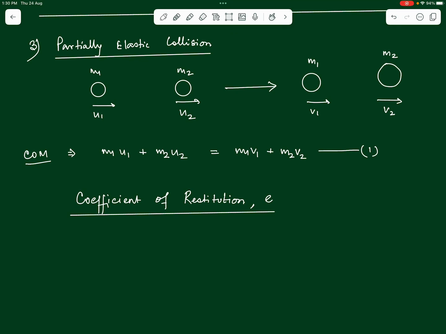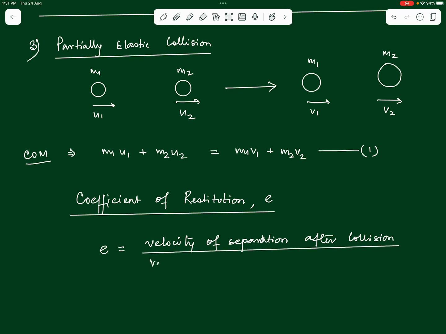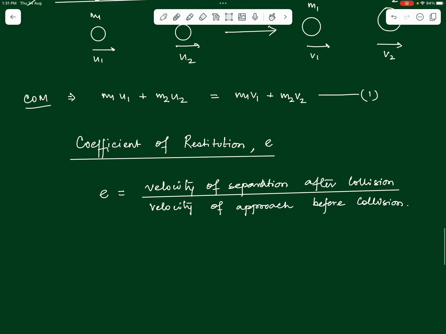And by definition, we say that e is, we'll just define it once and then we'll understand what we mean by the terms, e is the velocity of separation after collision divided by the velocity of approach before collision. Now let us see what these terms are. What do they mean?